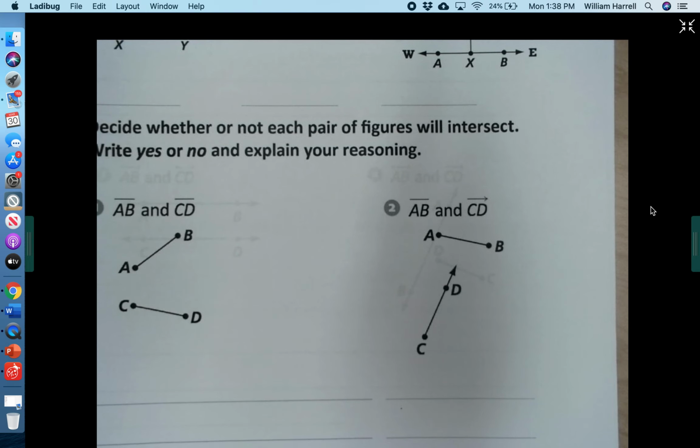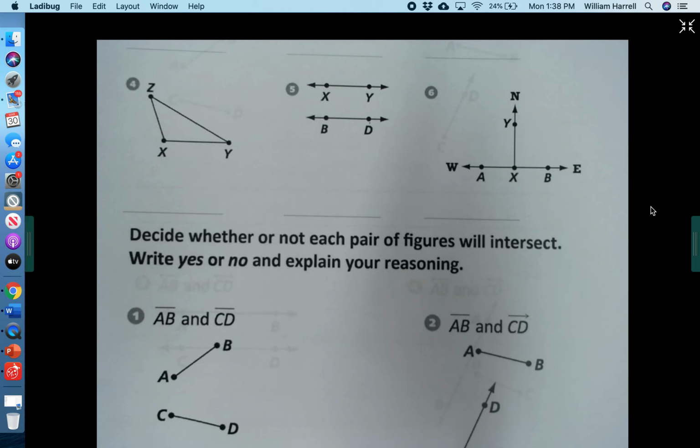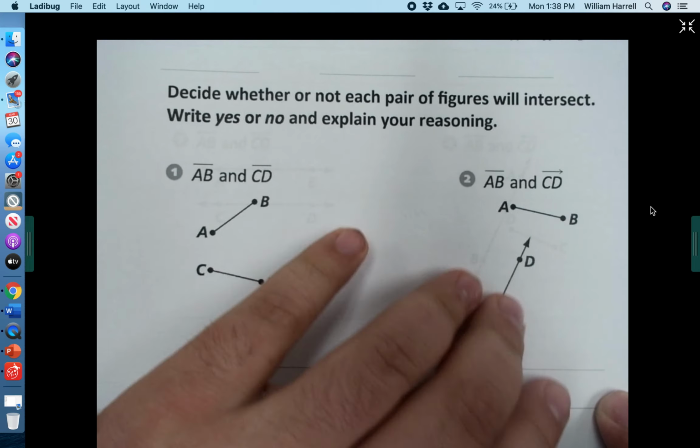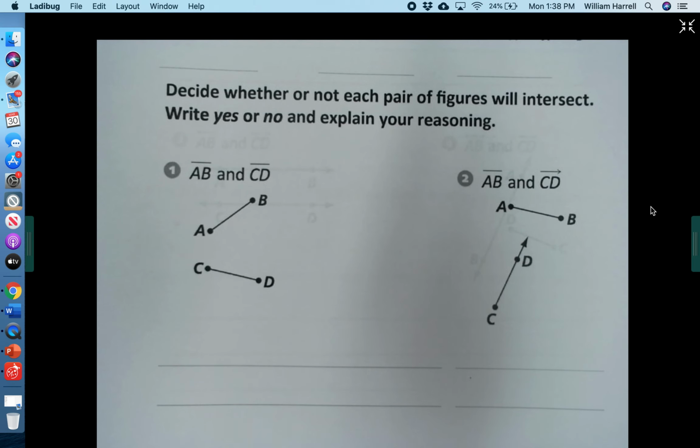Page 3, kind of similar to what we just did on page 2. I want to really focus on the bottom, however. Use our imagination to tell if these lines or segments or rays will wind up touching. Again, I'll do 1. I'm going to expect y'all to do 2.